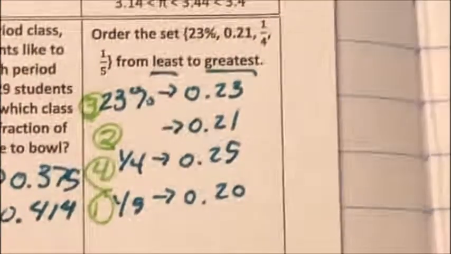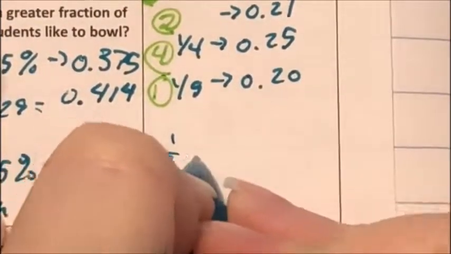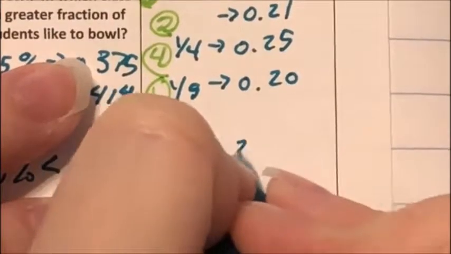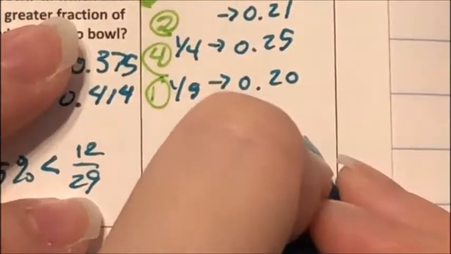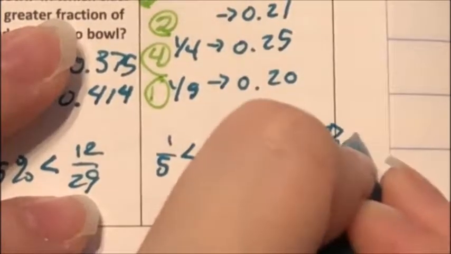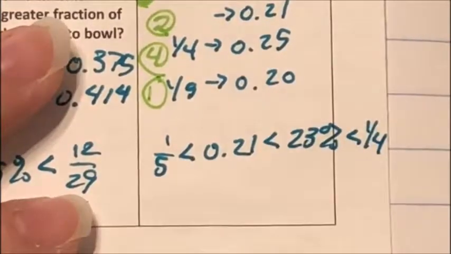Okay. So my smallest is 1/5, which is less than 0.21, which is less than 23%, which is less than 1/4.